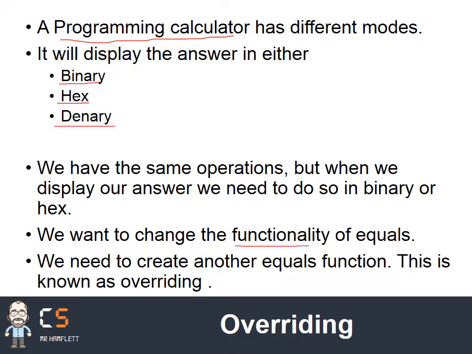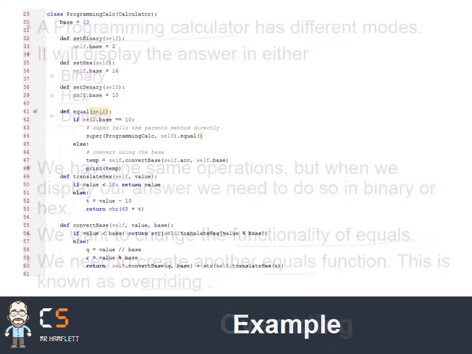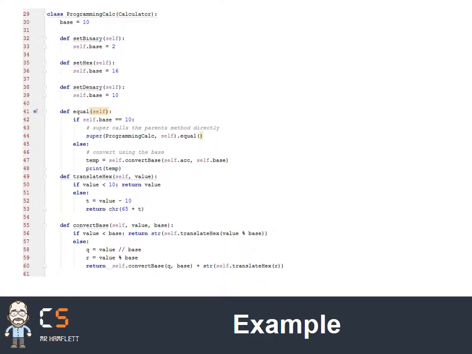So we're going to override the functionality of equals. By creating another equals function, we are effectively overriding it. So let's have a look at how a program calculator could be created. Let's start going through the code in a little bit of detail.